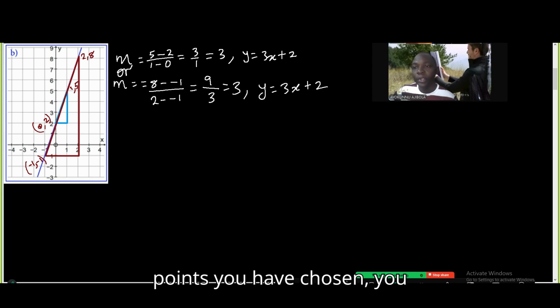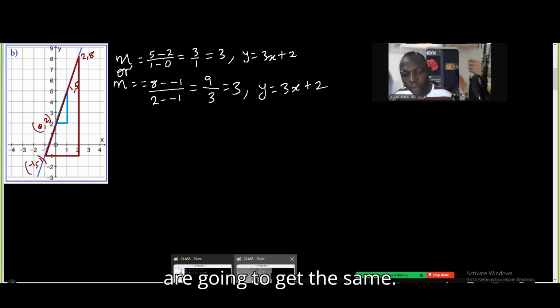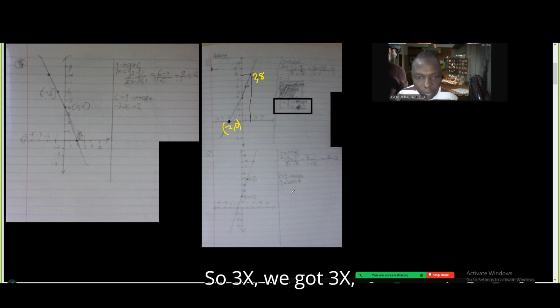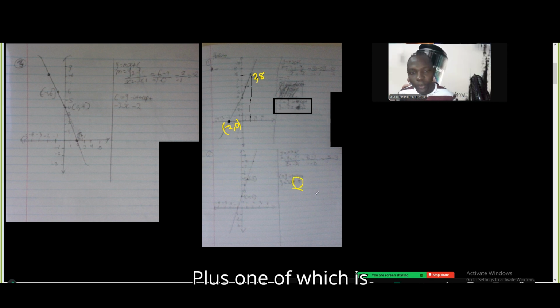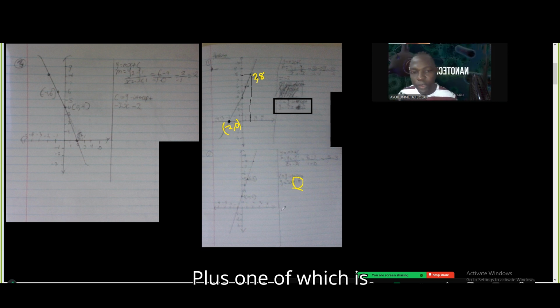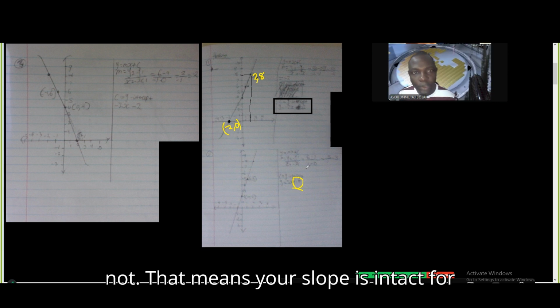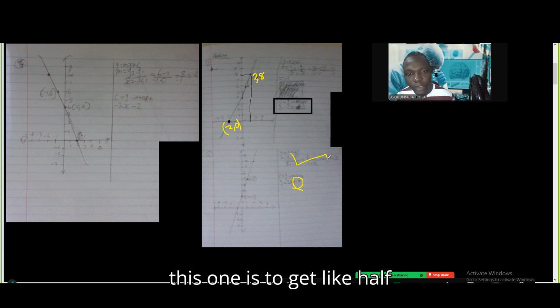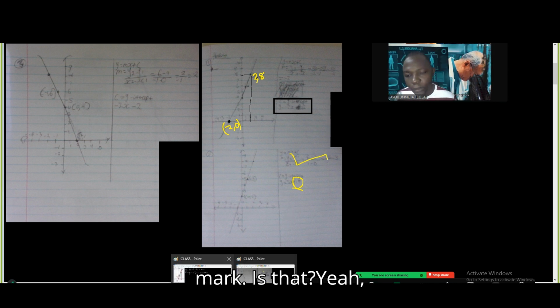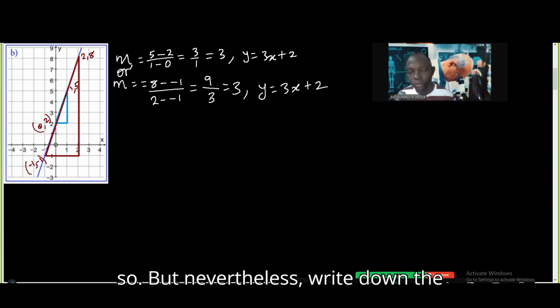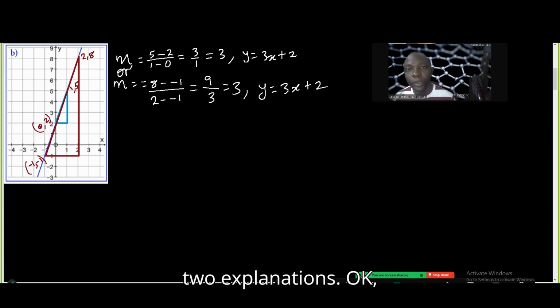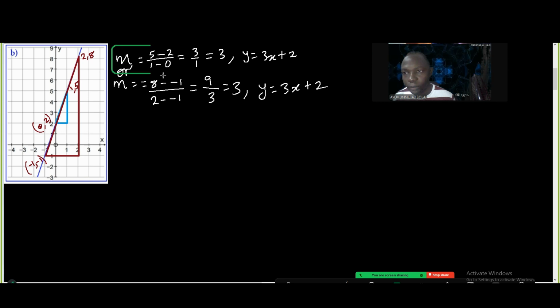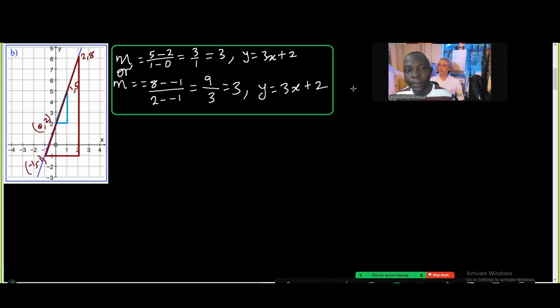So no matter which points you have chosen, you are bound to get the same. So 3x, you got 3x, but what did you say? You said plus what? Plus 1. That means your slope is intact for this one. Is to get like half mark. Exactly. So, nevertheless, write down the two explanations.